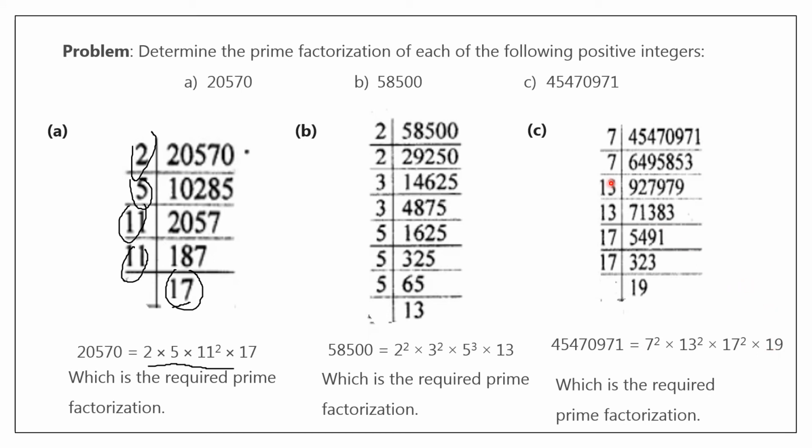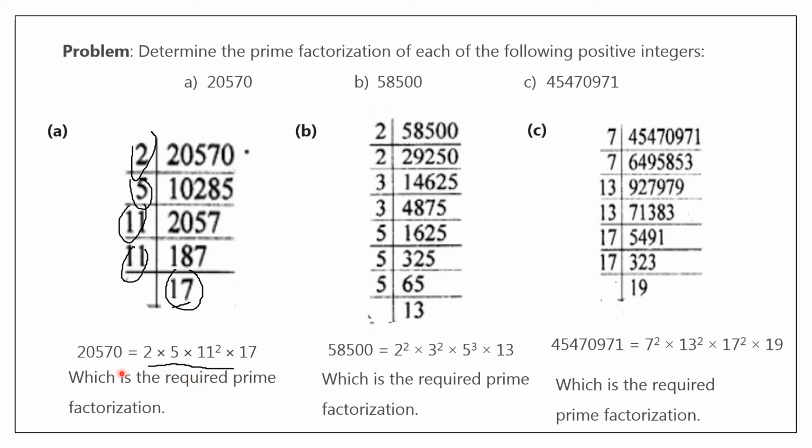And make sure here we are dividing with only primes always in this method. These should be prime numbers only. Always, that can be any prime number. You have to start with the smallest prime number that divides the given number. Here 7 is the smallest prime number that divides this number. That's why we started with 7. In this way you can find the prime factorization of any composite number.